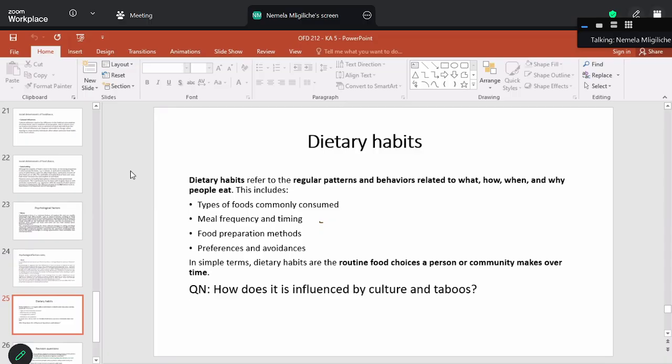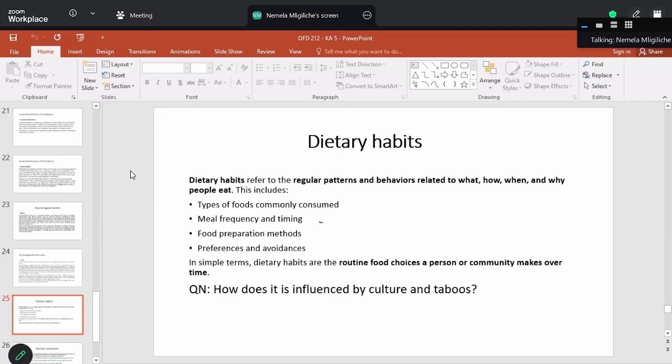You can get a question like this: how are dietary habits influenced by culture and taboos? If you get a question like this, you just try to look at two sides. First, you need to explain what dietary habits are. Because if your question is about dietary habits, you need first to explain the meaning of dietary habits.